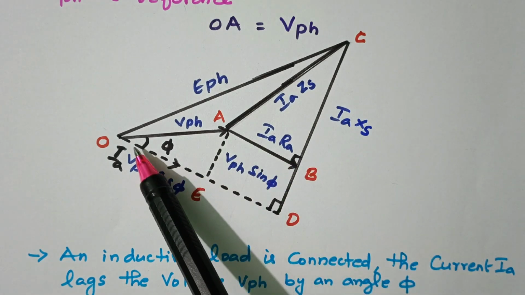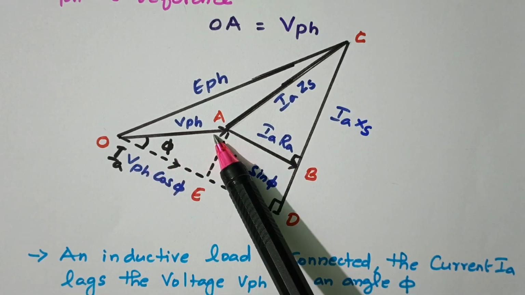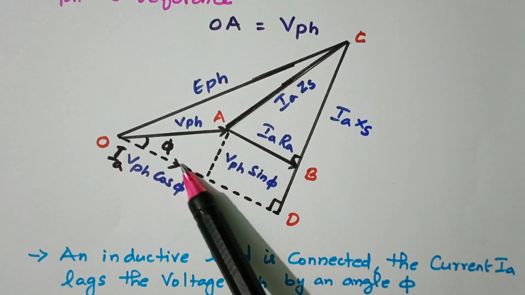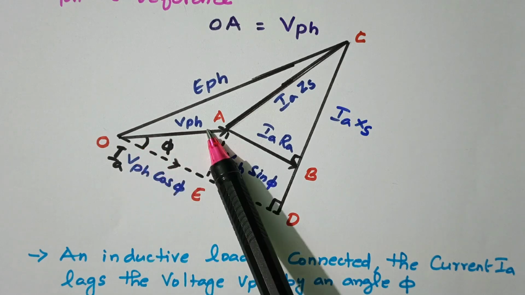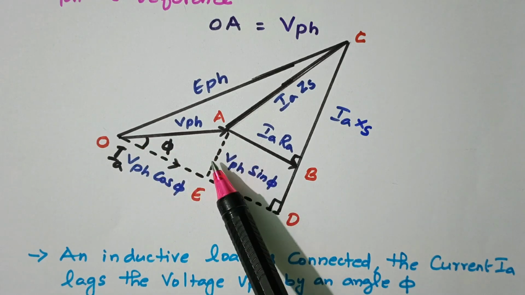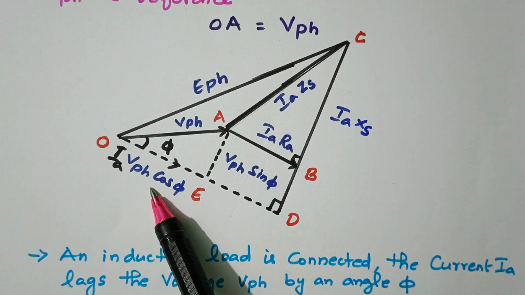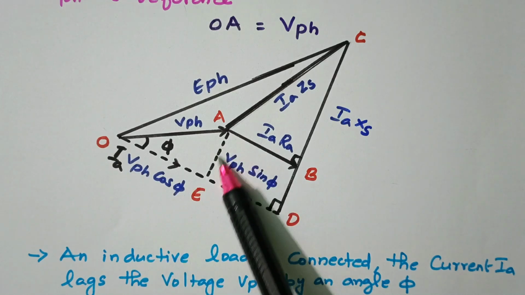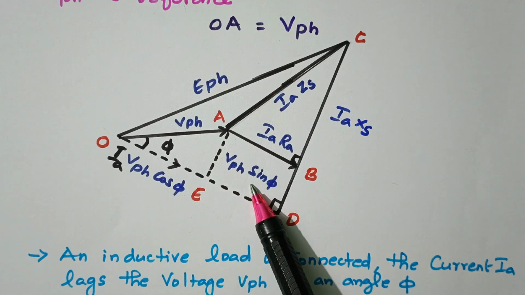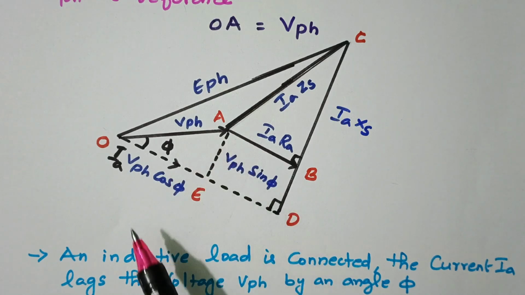Then this is the V phase taken as a reference. This is the current, which is lagging. The current is lagging by phi. This V phase is split into two components, horizontal and vertical. OE is nothing but V phase cos phi. The other component is nothing but V phase sin phi. The sum of these two is the V phase.